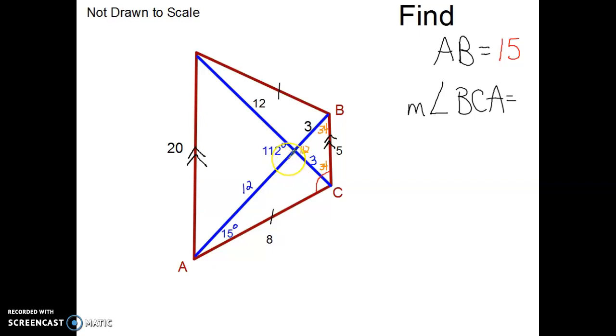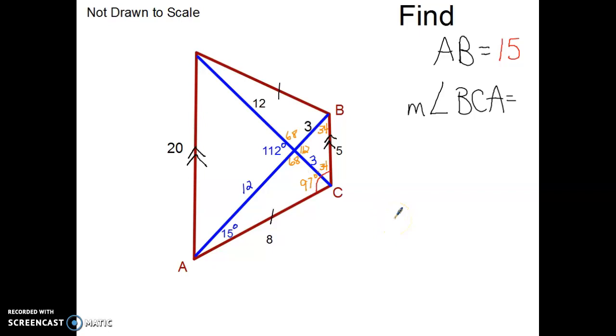Next, let's try to find this angle that's beside the 112. It forms a linear pair with the 112, so I'm going to subtract that from 180. That means this angle is 68. And its vertical is also a 68, if we want to find that. So now I'm going to take a look at this triangle. I have 15 and I have 68. If I add those together and subtract from 180, I should get 97 degrees as my missing angle.